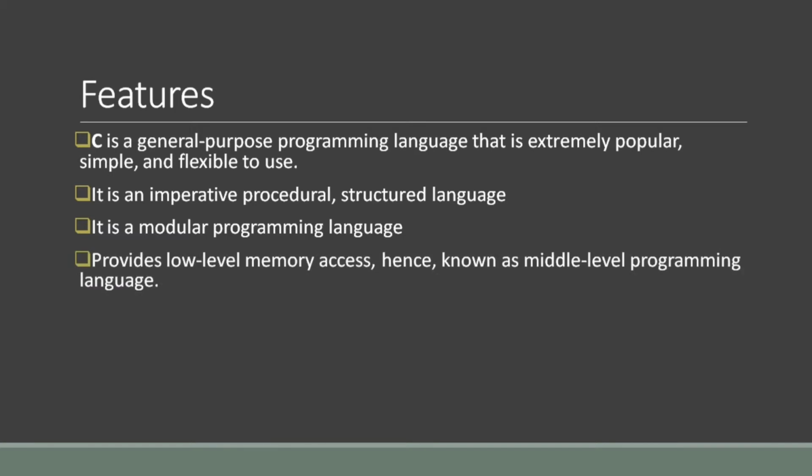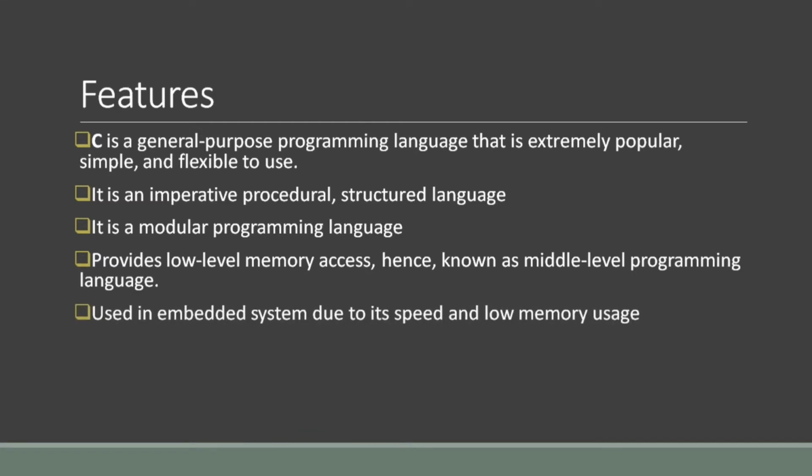C programming provides low-level memory access. Hence, it is known as a mid-level programming language. The programming languages in which we write code are high-level programming languages. Low-level languages include the assembly language. C is mostly used in embedded systems due to its high speed and low memory usage. Also, most of the operating systems we use today have been implemented in C.